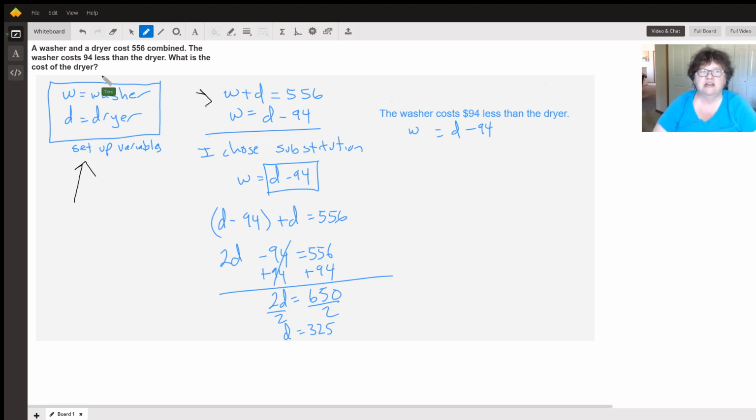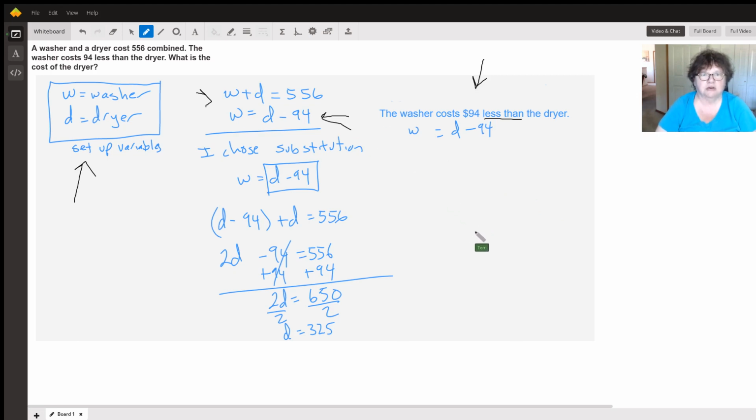And then the second one was a little more confusing, so I posted it over here. The washer costs $94 less than, and the clincher here is a less than, the dryer. I know you know it means subtraction, but whenever they use the term less than, that means you switch the terms around. So instead of 94 minus D, you make it D minus 94. That's tricky, but if you remember, less than is reverse. Okay, so that's where I got this line right here.